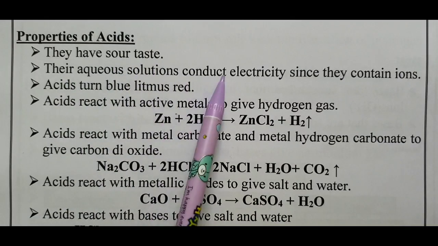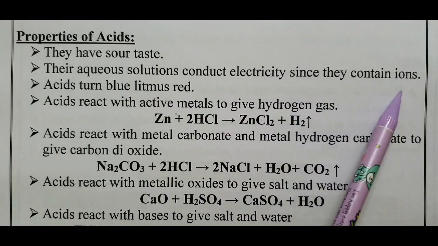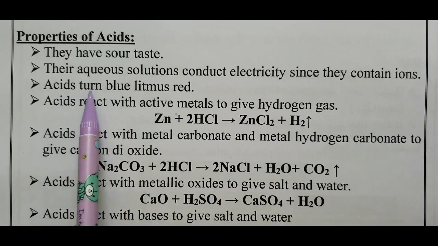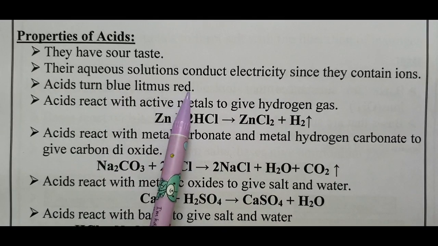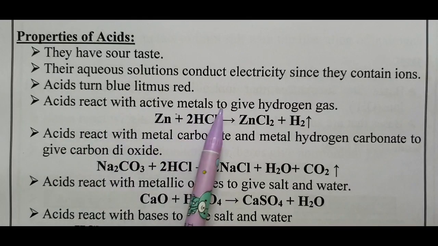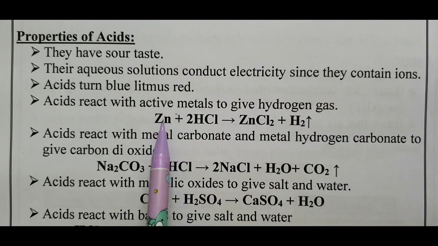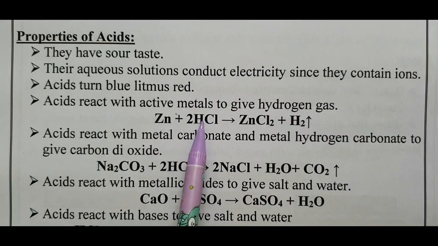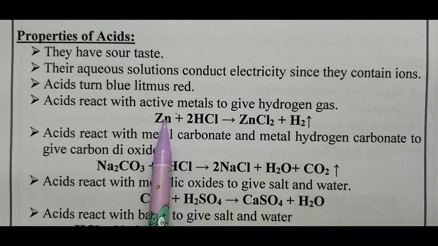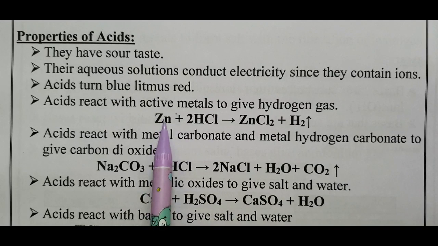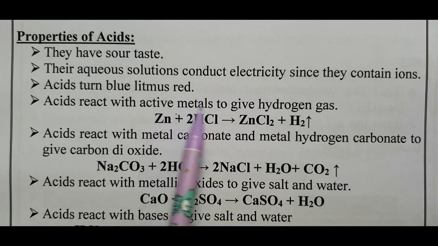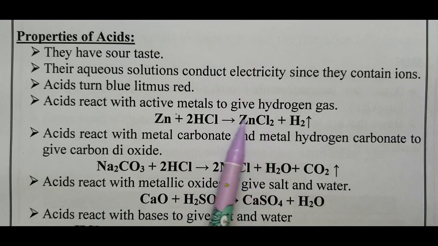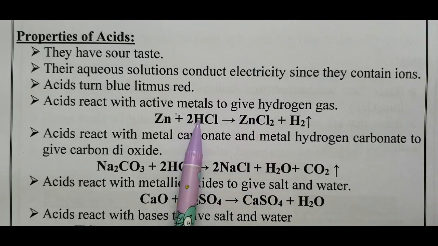Their aqueous solution conducts electricity since they contain ions. Acids turn blue litmus into red. Acids react with active metals to give hydrogen gas. Zinc, when placed in hydrochloric acid, undergoes oxidation, and is converted into zinc 2 plus ion. That zinc 2 plus ion combines with the Cl minus ion to form zinc chloride. Valency of zinc is 2, chlorine is 1.